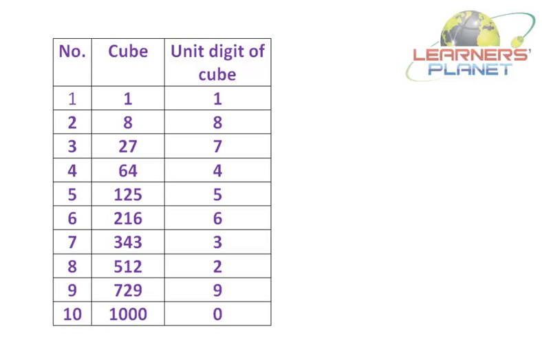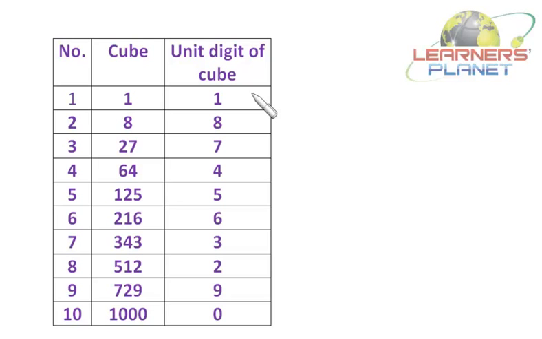I have given the table where the numbers, the cubes, and the unit digit of the cube are given. Now, the cube of 1 is 1, cube of 2 is 8, cube of 3 is 27, cube of 4 is 64, cube of 5 is 125, cube of 6 is 216, cube of 7 is 343, cube of 8 is 512, cube of 9 is 729, and cube of 10 is 1000.